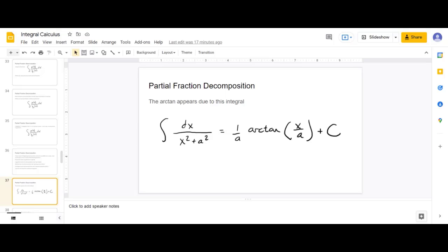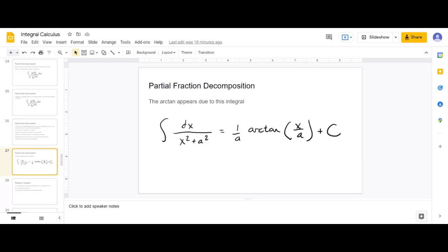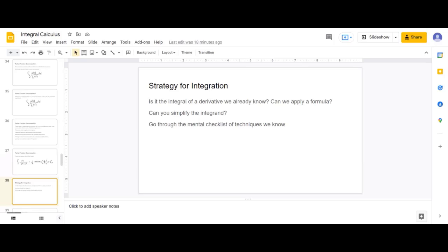So maybe this could be an exercise for you. Prove this. Show this: the integral of dx over x squared plus a squared is 1 over a arctangent of x over a plus c. It's a nice one to know for these partial fraction decompositions.